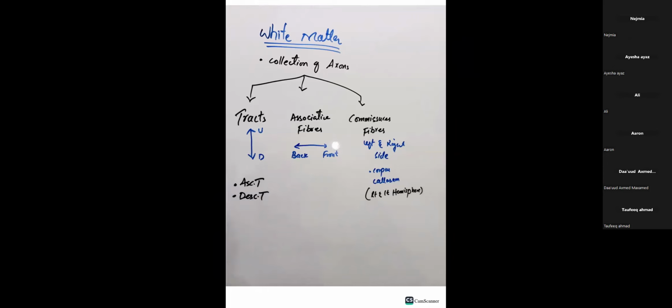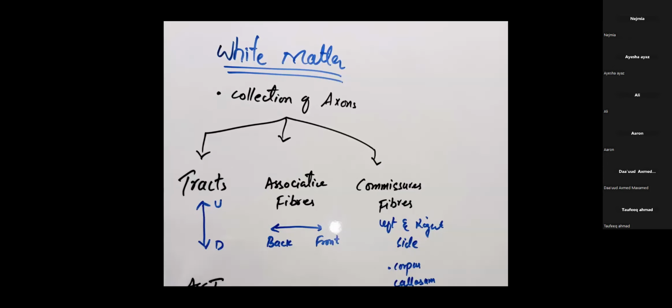Then we have white matter. White matter is also classified into three types. What exactly is white matter? The collection of axons of the neurons is called white matter. In very simple words, what is white matter? The collection of axons within the central nervous system is white matter.